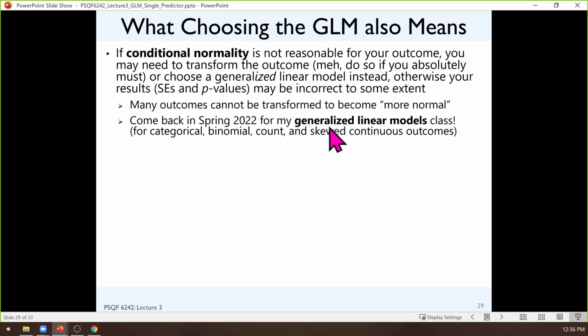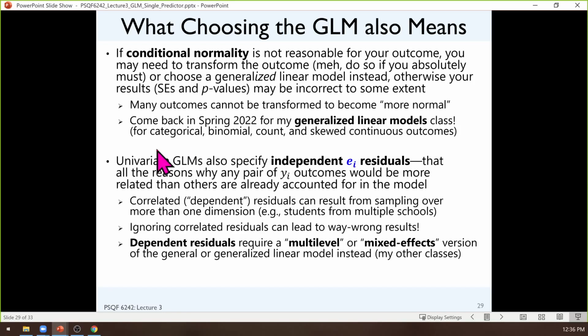So I have a class that I created the first time last spring. It'll come back the following spring. I would recommend that as a follow-up to this class. That's what I designed it as. It picks up where the GLM leaves off, and you can learn how to do the same sorts of analyses, predicting all different kinds of outcomes. So that's generalized linear models for categorical outcomes, counts, skewed continuous variables, and things like that.